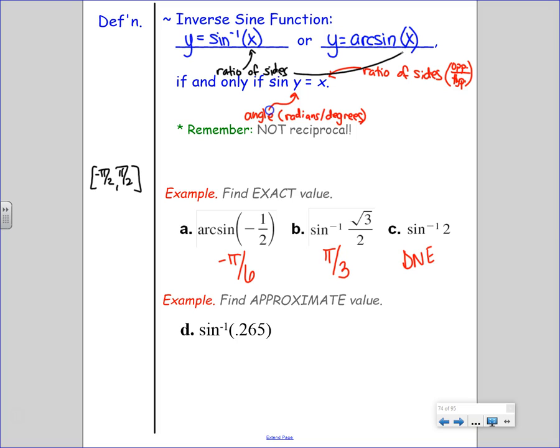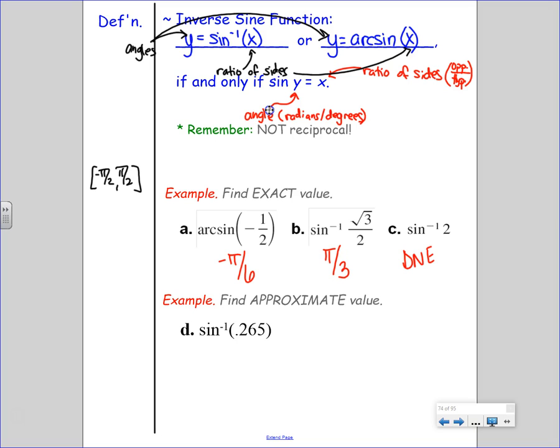You're putting in the ratio of sides, and you're getting out angles. You're putting in ratios of sides, and you're getting out angles.